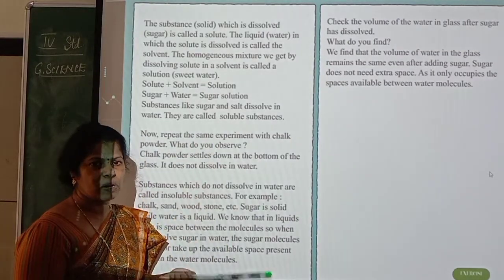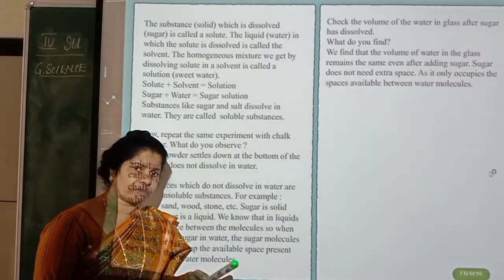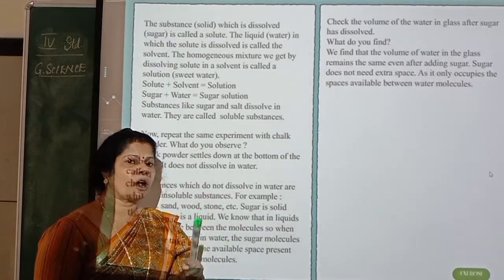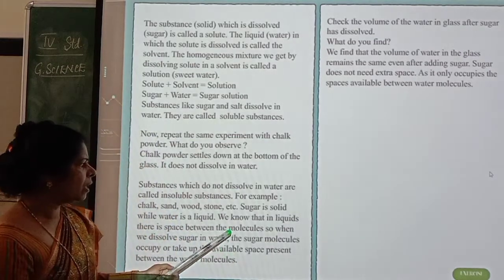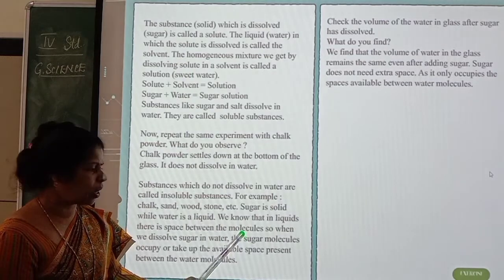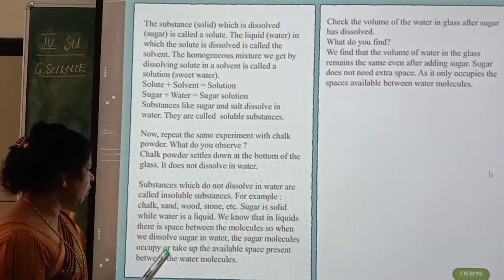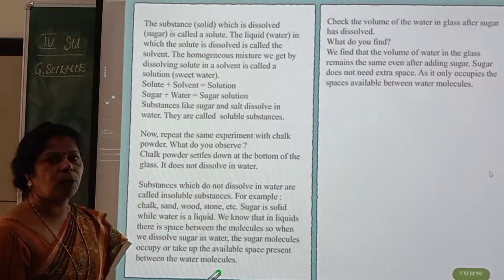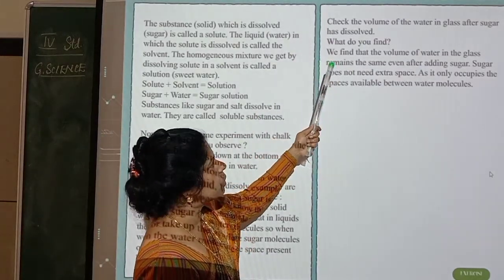That is why the water level also will not increase, because the sugar is occupying the space present in between the molecules, that is, the intermolecular space of water. Understood? That's the meaning here. We know that in liquids there is space between the molecules, that is intermolecular space. So when we dissolve sugar in water, the sugar molecules occupy the available space present between the water molecules. So check the volume of water in the glass after sugar has dissolved.